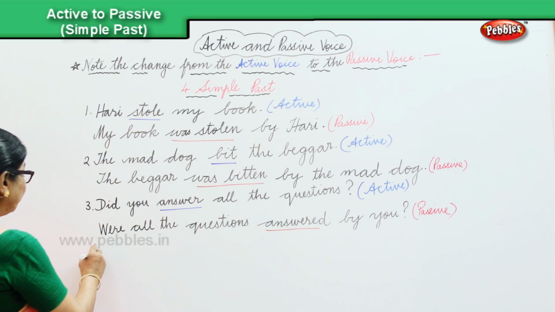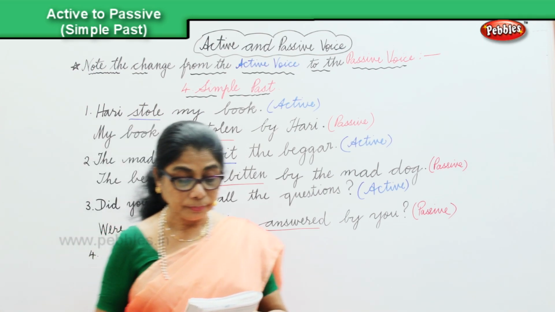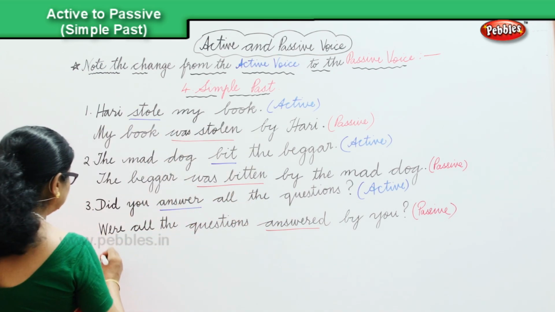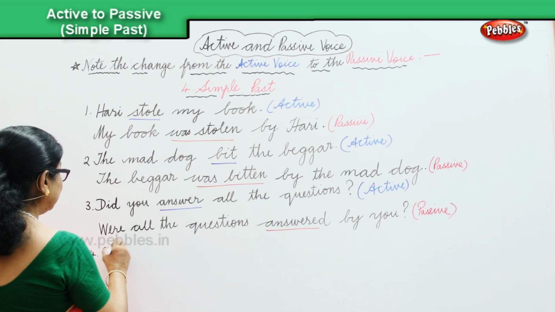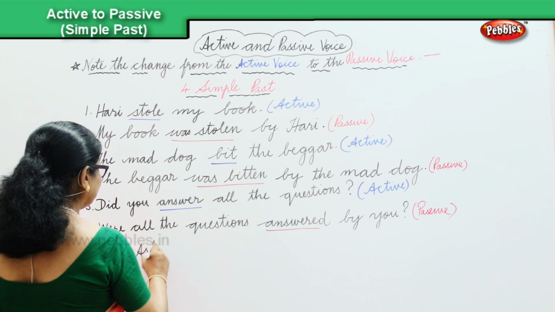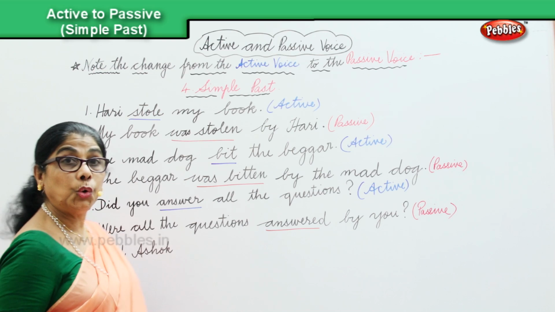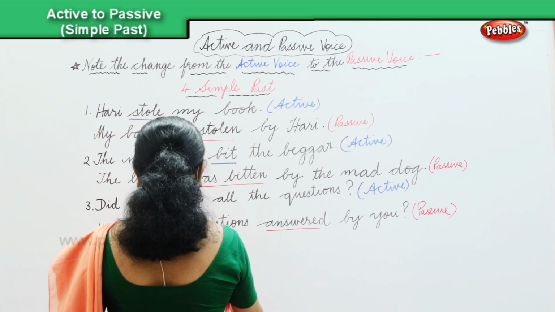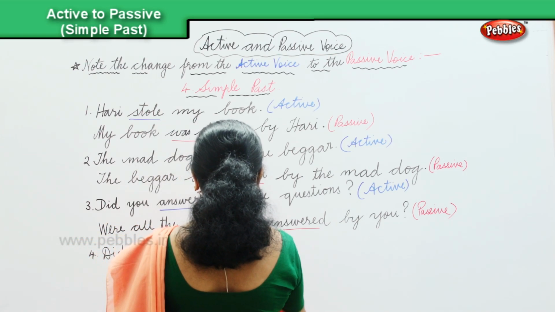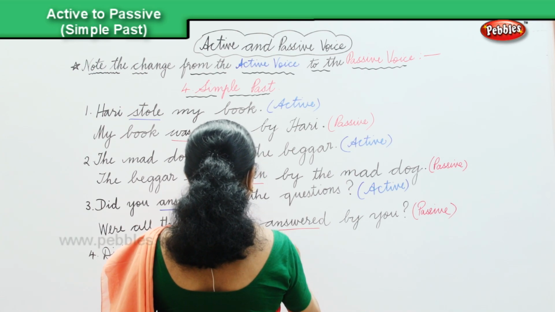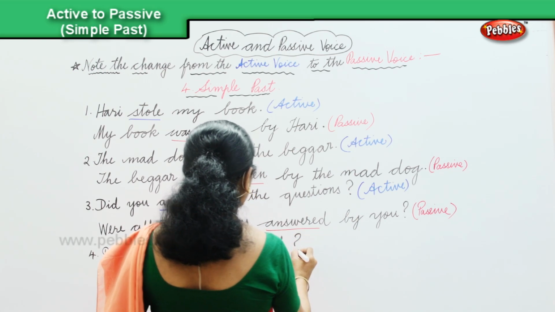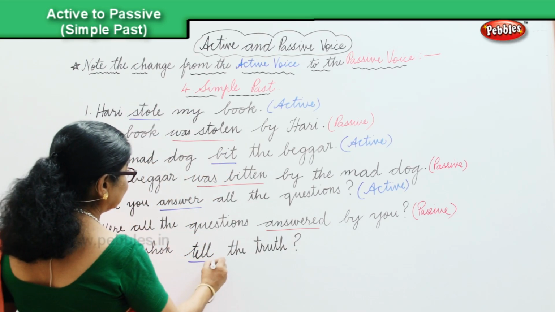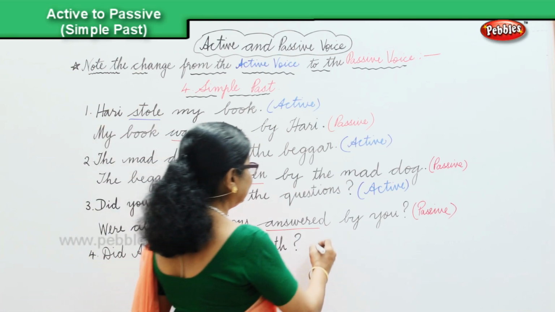Finally, we'll do one more sentence. That's number 4. I have here, did Ashok tell the truth? Tell. Did Ashok tell the truth? And tell. We are doing the simple past. Did he tell the truth? That's the active.